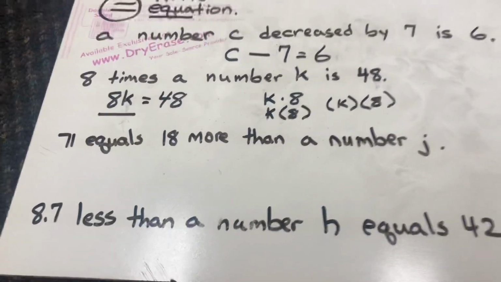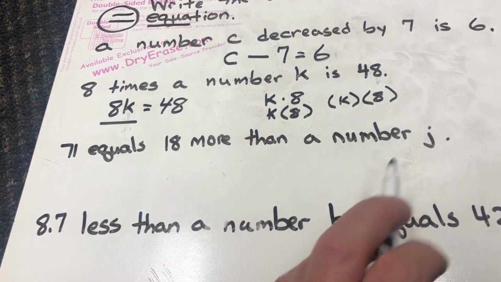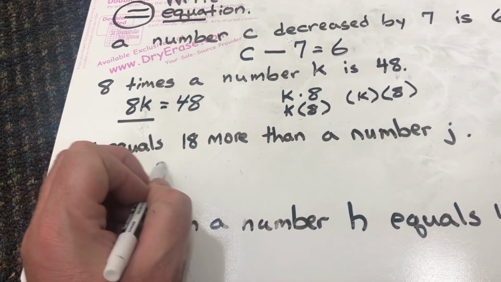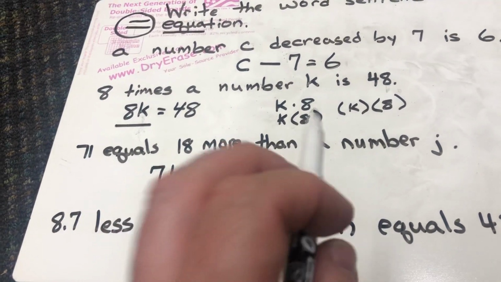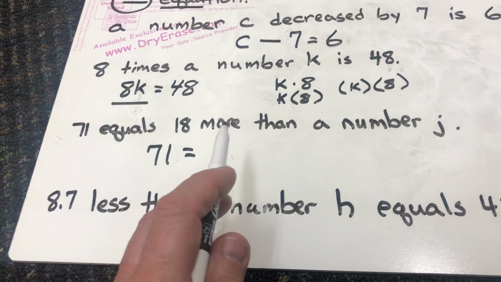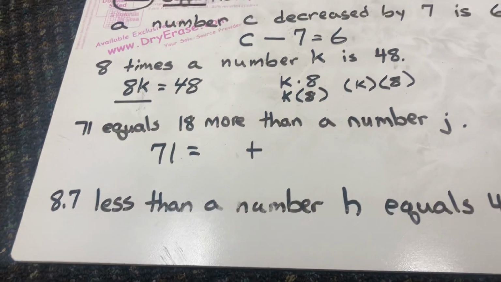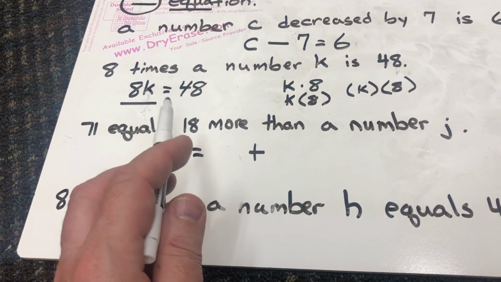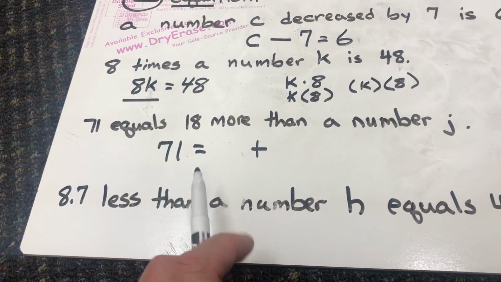71 equals 18 more than a number J. Well, we want to do exactly what it says. So first of all, it says 71 equals. So that's what I want to write down. 71 equals. Now it says 18 more than a number J. Well, the fact that it says 18 more, that lets us know we're probably adding. That sounds like addition. Now, a lot of times we would just go and put 18 plus J, because 18 is the number that's there.